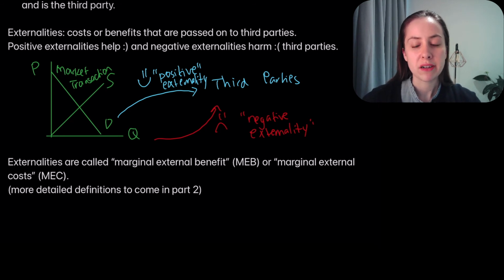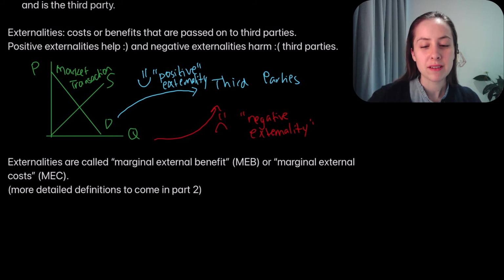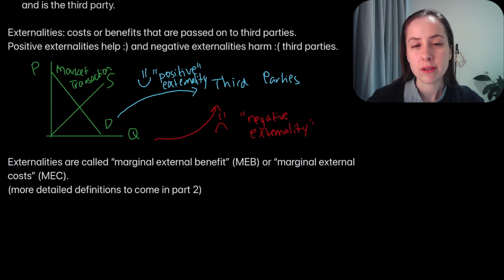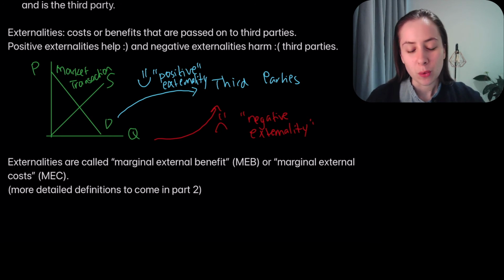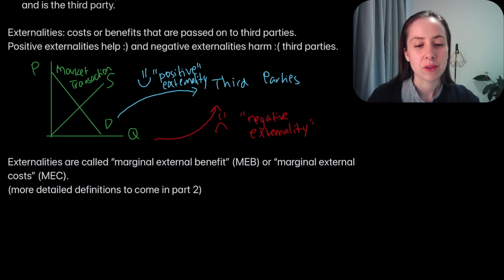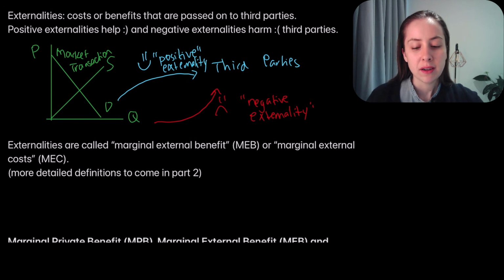Externalities are costs or benefits that are passed on to third parties. We're going to do a lot more on this, but in general, positive externalities help third parties. I've got that happy face. Negative externalities harm third parties, that unhappy face. I think that's a good rule of thumb to use for now. Later on, we're going to learn about MPB, MEB, all of those specialist terminology where this will become a bit more accurate. Externalities can be called marginal external benefit, marginal external costs. Again, we'll look more into that.